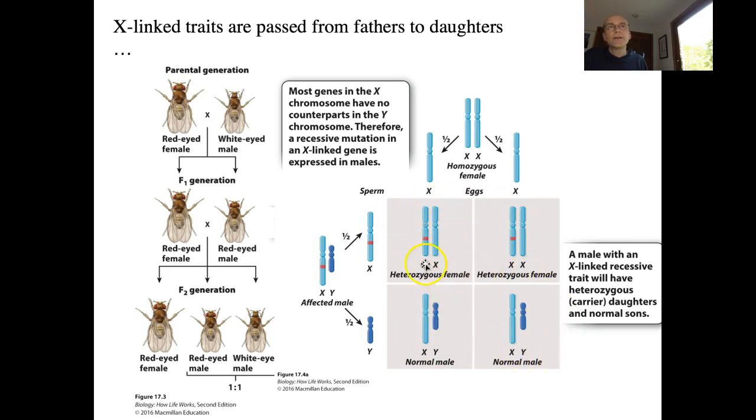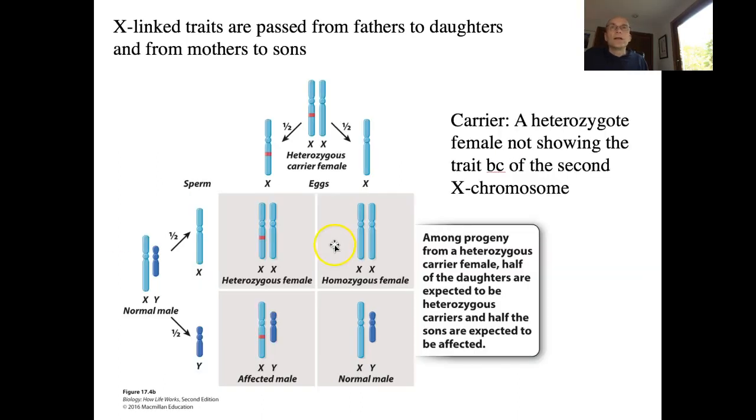So a carrier is an organism that carries a mutation but doesn't show the trait. So it's masked by the other chromosome. So I'm just writing this down here for you to notice. Carriers are defined as a heterozygote female not showing the trait because of the second X chromosome.